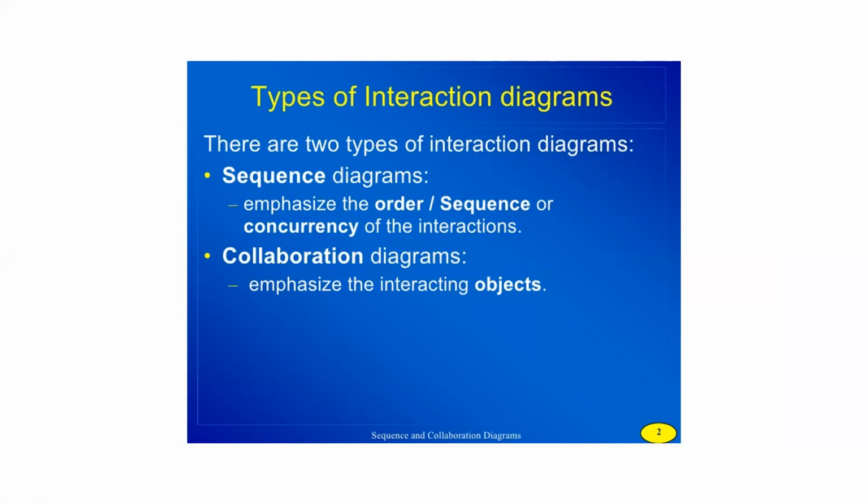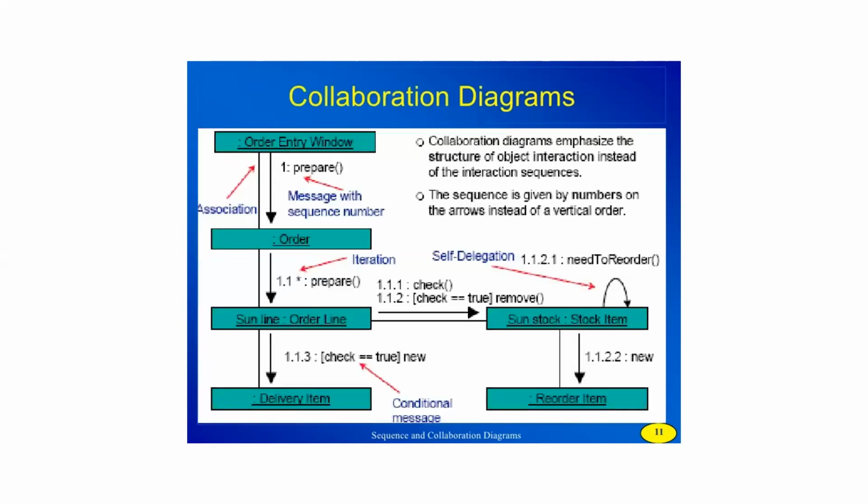Sequence diagram emphasizes the order or the sequence of interaction. Collaboration diagram emphasizes the interacting objects and the messages that are passed between them. This is an example of a collaboration diagram. You can see there are objects such as order entry window, order, order line, delivery items, and stock reorder item. These objects are connected to each other through a set of messages which are mentioned here, and the ordering of the sequence that was given in the sequence diagram is also mentioned, showing which ordering is provided between which two objects.